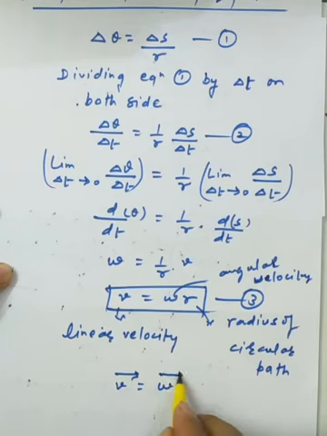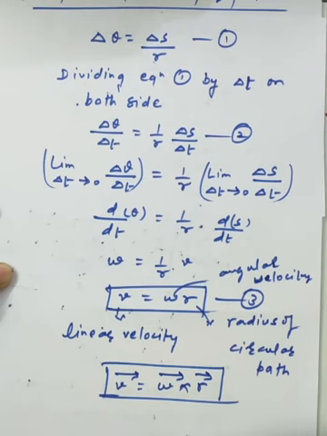Now, once we have proper knowledge of the vector notation, the cross product can be represented as v is equal to omega cross r. Later on we will discuss the vector product, and at that time we will discuss how this relation works.